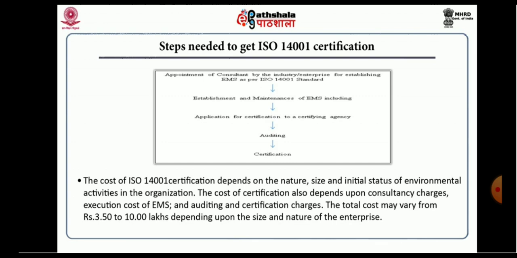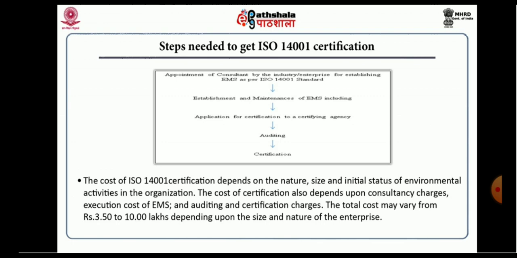And how can we get the certification? We discussed that any company can apply for ISO. Who can get this? How can they get this? These are the steps to be followed to get ISO certification. First of all, the industry needs to appoint a consultant for establishing EMS as per the standard. The second thing is establishment and maintenance of EMS, including application for certification to the certifying agency. The next is auditing, and finally we get certification.